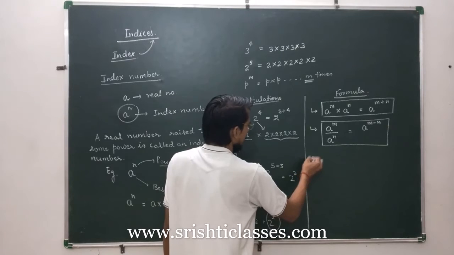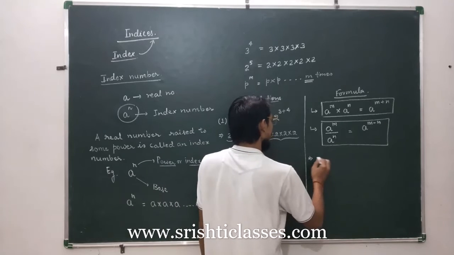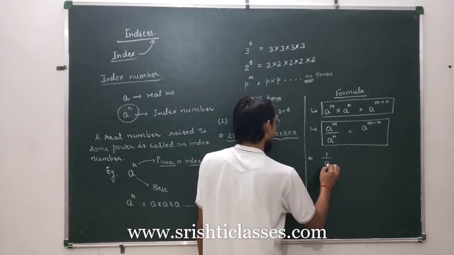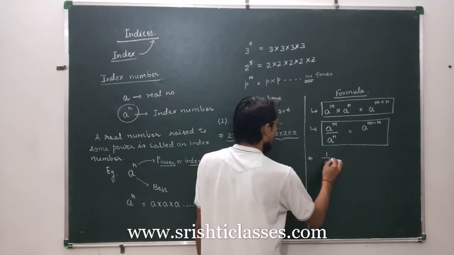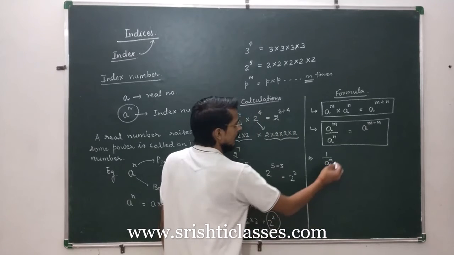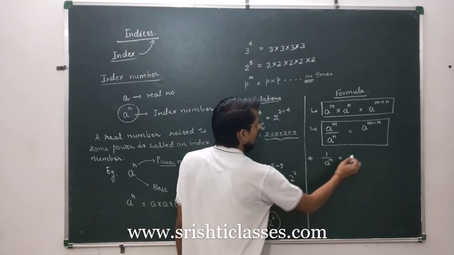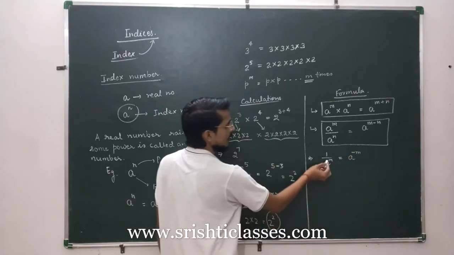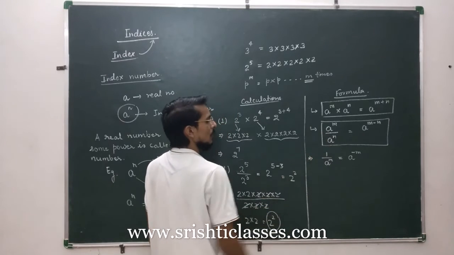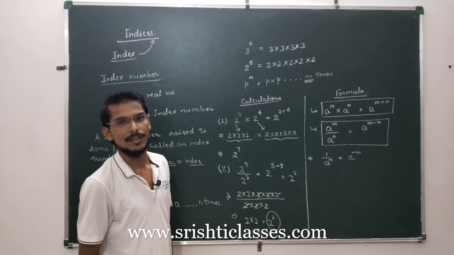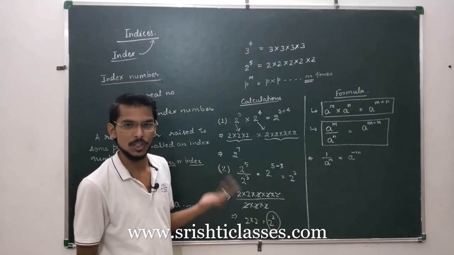Third formula is, if we write 1 by a to the power m, then in the form of index we can write it as a raised to the power minus m. It means if this denominator is moved to numerator, its power and the sign of its power will change. Okay.